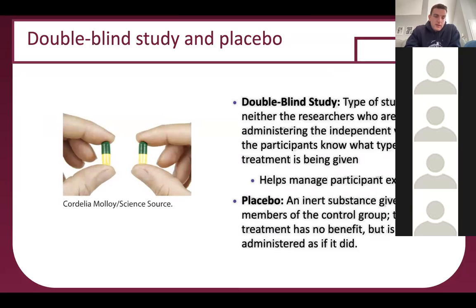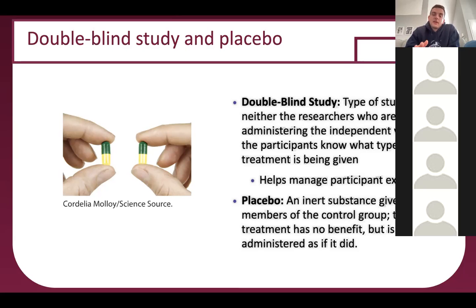So one way you can cut down on this is doing something called a double-blind study. A double-blind study is where neither the experimenter nor the participants know who's in which group. Okay, so a single blind is the participants don't know if they're in the control or the experimental group. Double blind is nobody knows.